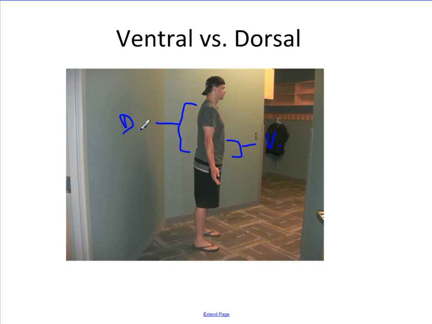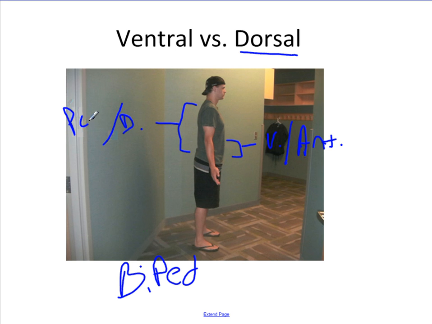Dorsal is a very easy one to remember because if you've ever seen a shark, whether it's a picture or in real life, or a dolphin, you know that they have a dorsal fin, the fin on their back. Now, being that I'm a bipedal animal, a biped, that means I stand on two legs. Notice how ventral and anterior can more than likely be used interchangeably, which they often are used interchangeably with one another, and then dorsal and posterior.